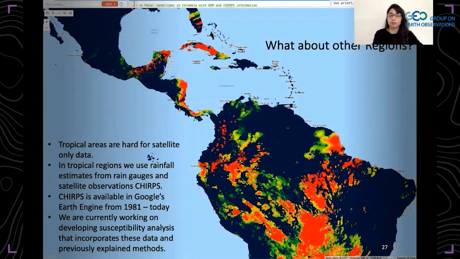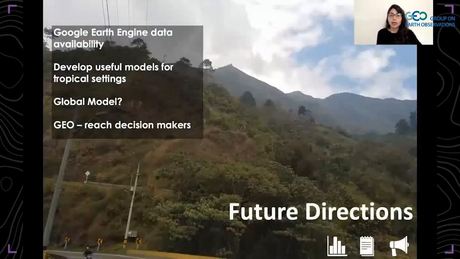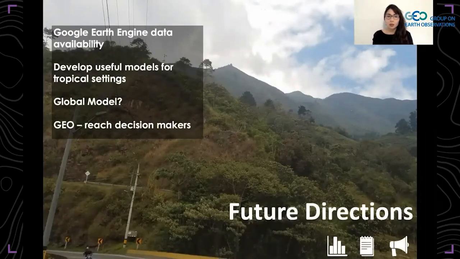So where does all this lead us? Well, using all of this open data and taking advantage of new technologies, we can definitely develop useful models for the entire planet. What we have created for certain localities, it is possible to replicate in other areas of the world.